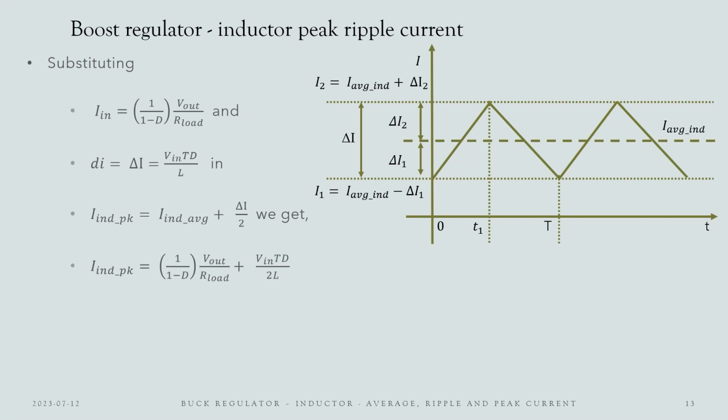Now, we know the input current equation. We also know the ripple current equation. We can substitute these values in the inductor peak current equation. After substitution, we get inductor peak current as shown here.